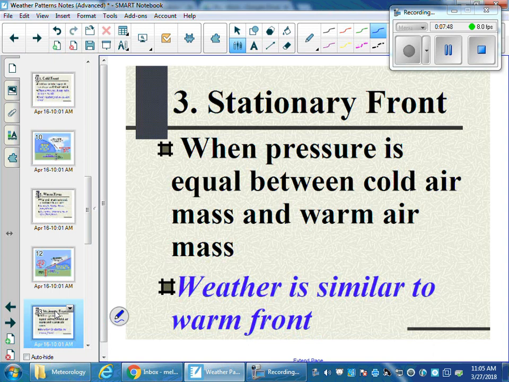A stationary front is the third type of front that we are going to talk about here. These occur when pressure is equal between cold air mass and warm air masses. Stationary, if you think about a stationary bike, it's not moving. We just have 2 air masses next to each other. We often get weather that is similar to a warm front when this happens.